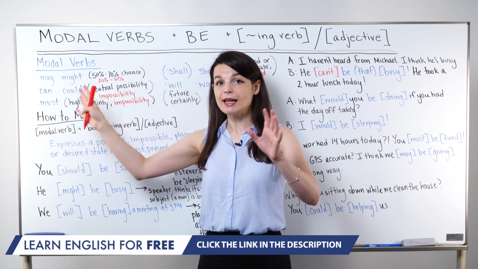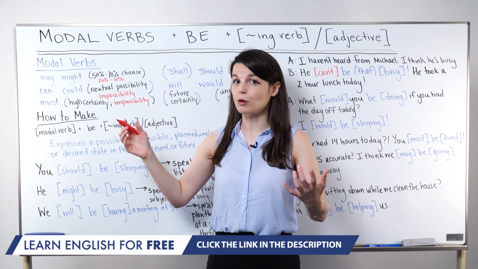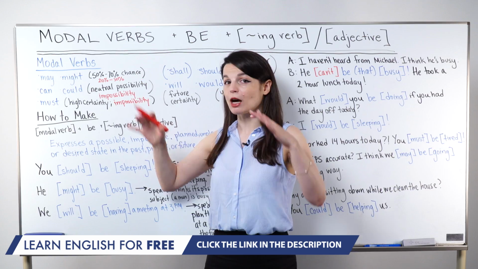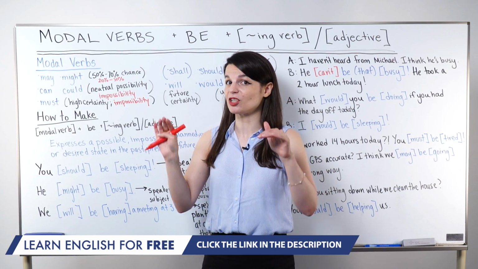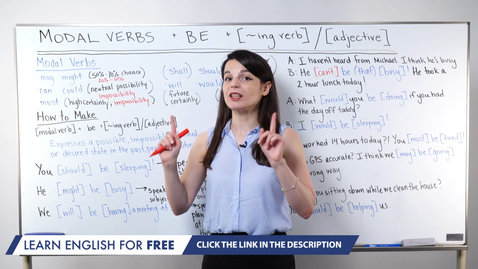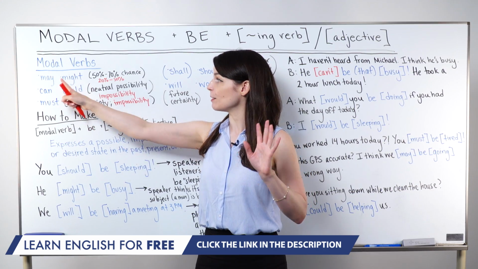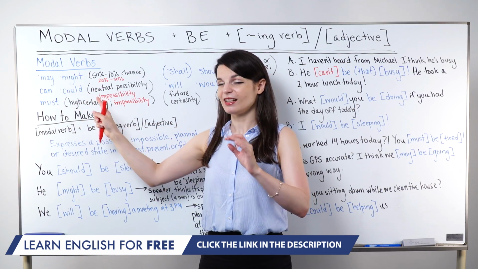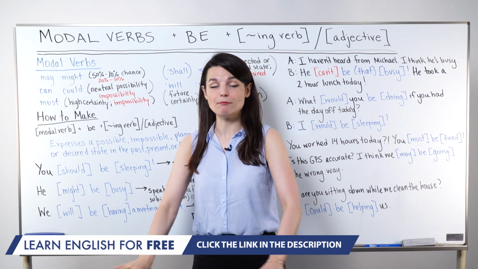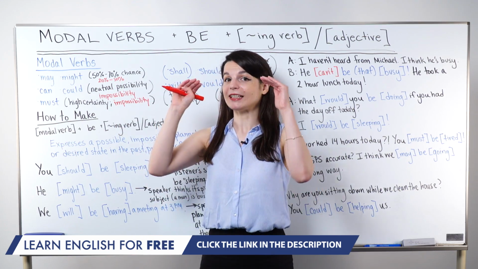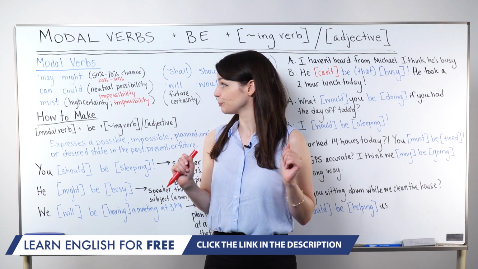We use may and might in the positive form when we want to express a moderate chance of something, like 50% or 70% chance of something. When we use it in the negative form, as in may not or might not, it means maybe a 20 to 30% chance of something. So a moderately low or a moderately high chance of something.